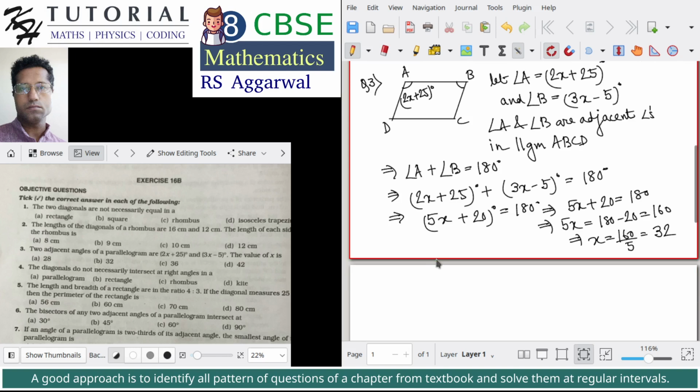What is it asking? The value of x is, so x must be equal to 32. So the correct choice is B. The correct choice is B.